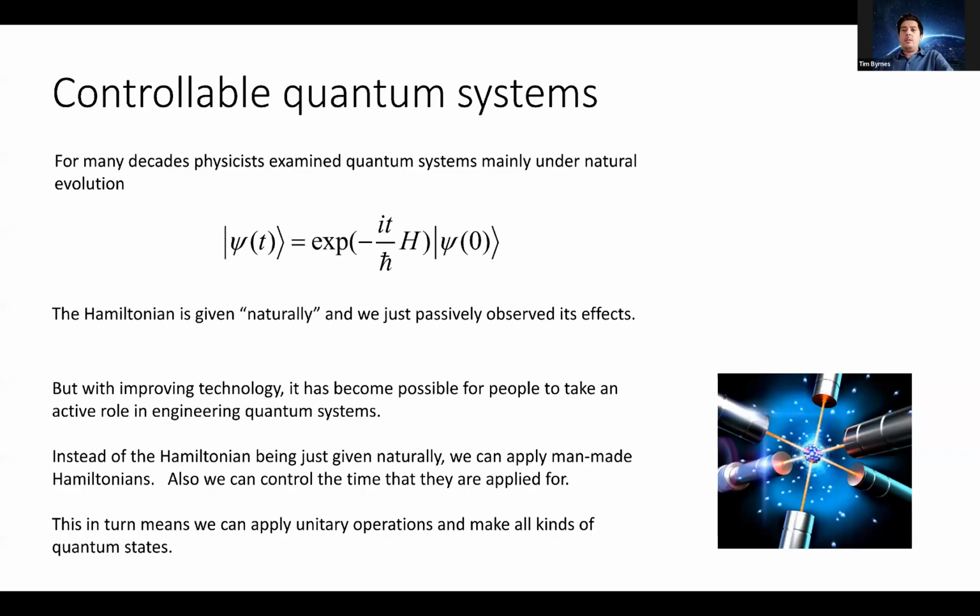Okay. So instead of observing the passive dynamics of some particular physical system, we can actually make Hamiltonians, which is the crucial ingredient in terms of controlling a quantum state. And we can control it in the way that we like. So we can apply unitary operations that we can design.